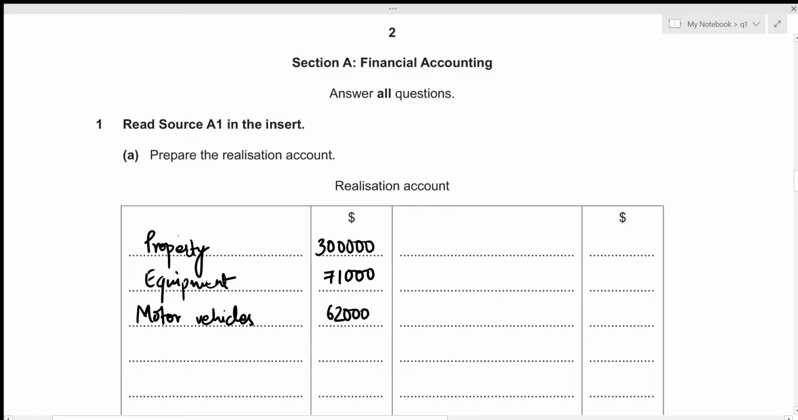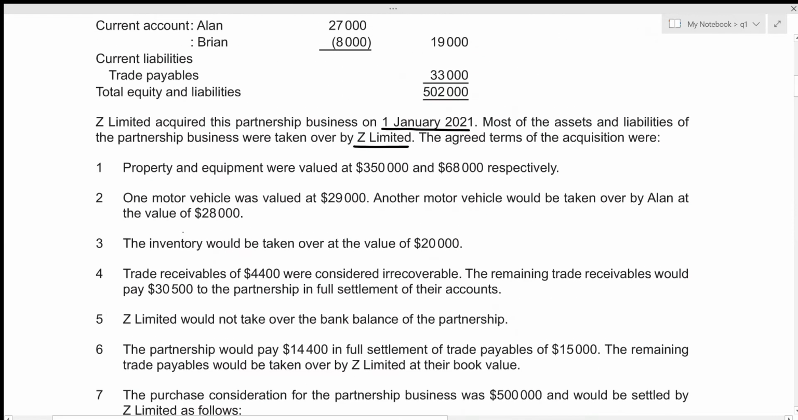Now let's move towards the additional information in order to see how these three assets were settled, if they were taken over by the existing partners Alan and Brian, or acquired by Z Limited. Let's have a look. Okay, right here we can see that property and equipment were revalued at 350,000 and 68,000 respectively. So if any of the assets are being revalued, it means that those assets will be taken over by Z Limited. So what we can conclude is that property and equipment will be taken over by Z Limited, and this takeover value will be included in the purchase consideration value, right?